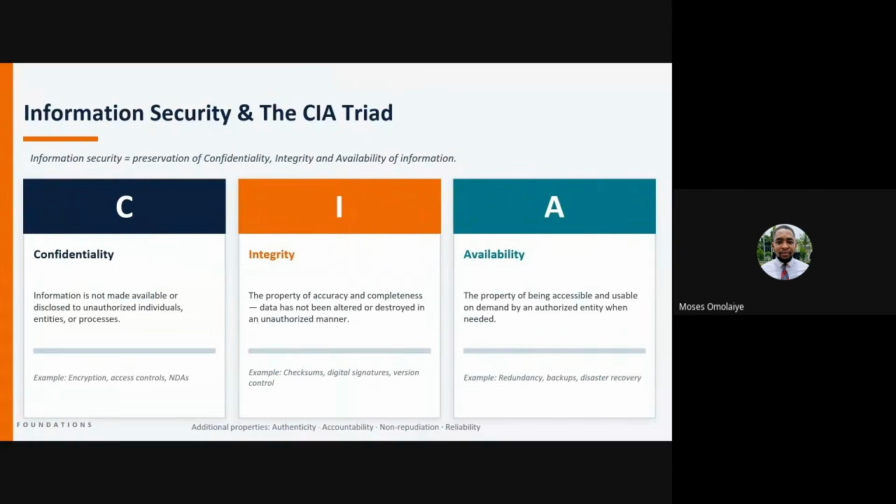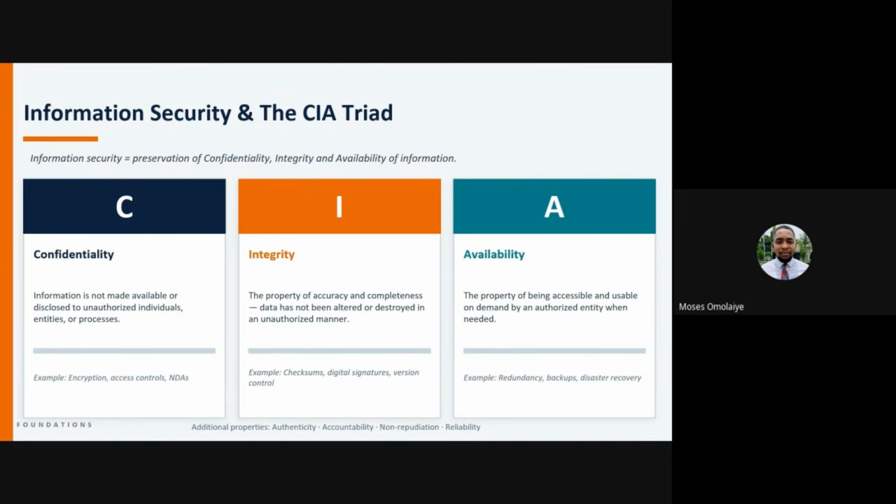So with integrity, it just tells us that your data has to be complete and accurate. Sometimes it can be accurate but not complete. Sometimes it can be complete but not accurate. Let me give an example. If I tell you, tell Daniel to meet me at the bus stop by 4 p.m. And you say, Moses said you should meet him at the bus stop. Is that accurate? Yes. But is it complete? No, because you didn't say by 4 p.m. Sorry, it's not complete, but it's accurate.